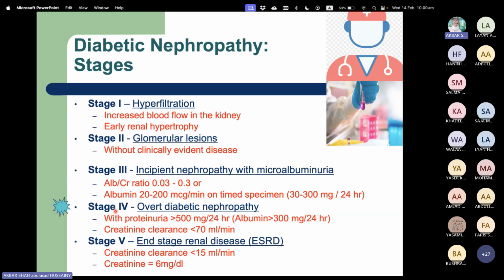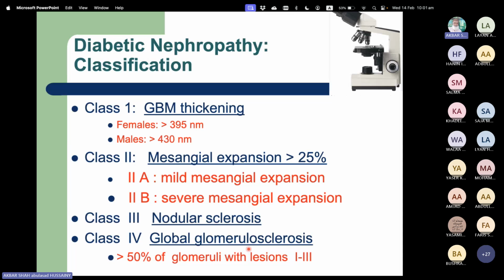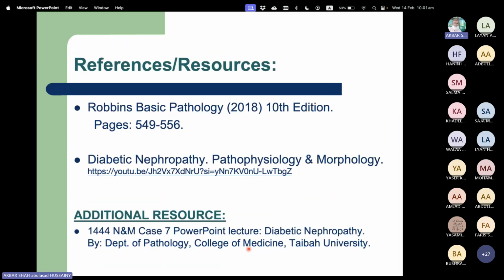The actual stage 4 is the overt diabetic nephropathy. When you see these features, then we can definitely say this is because of the diabetes. When the proteinuria is greater than 500 milligram per day and albumin is greater than 200, creatinine clearance is less than 70. Only this is the stage when we confirm, but it's too late. After a few years, the patient will go into end stage renal disease. So this was the diabetic nephropathy stages. There are 5 stages and 4 classes. That was the end of the lecture.